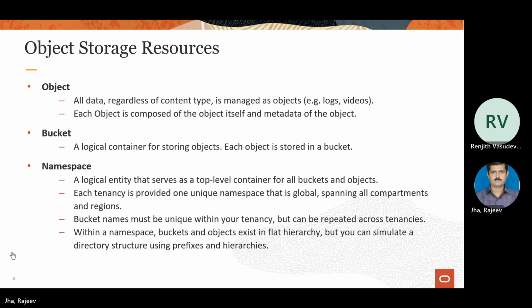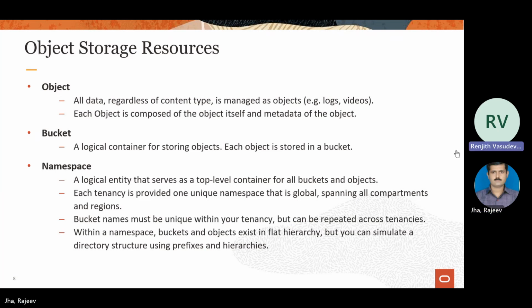So how does it work? For that, we have a bucket, as you can see here. What is the bucket? A bucket is basically a logical container which stores your objects. Data stored in object storage is stored as an object along with its metadata within a bucket. One thing you should keep in mind: the bucket name should always be unique.